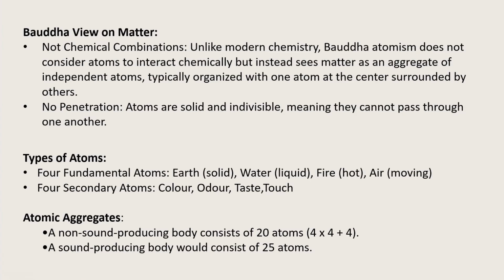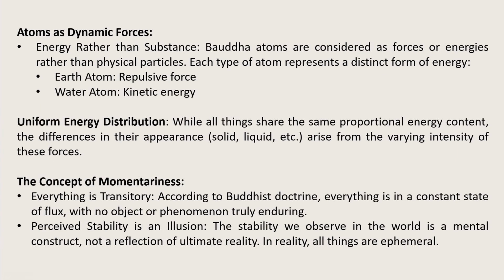Types of atoms explained in Buddhist atomism theory: four fundamental atoms: earth, solid; water, liquid; fire, hot; air, moving. Four secondary atoms: color, odor, taste and touch. Atomic aggregates: a non-sound producing body consists of 20 atoms. A sound producing body would consist of 25 atoms.